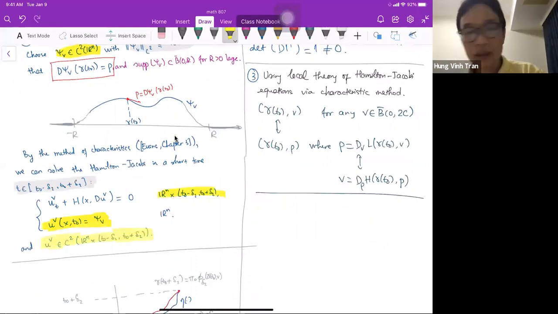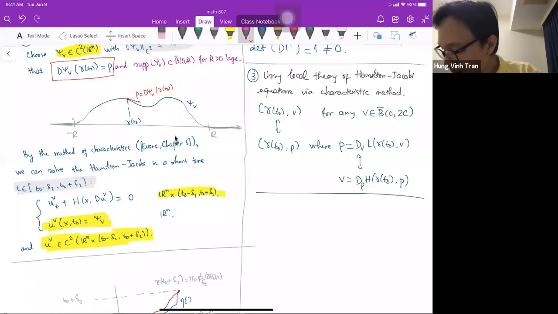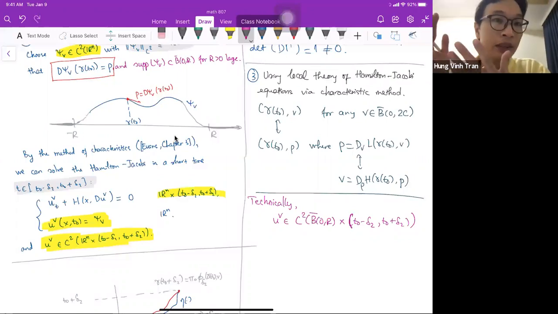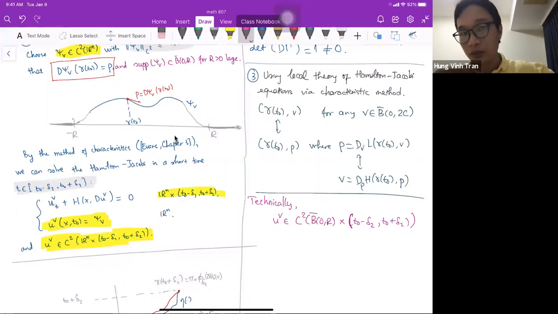Technically it doesn't matter, but I should have said that technically we just need that u_v is in C^2 of B(0,R) crossed with the time interval from t_0 minus delta_2 to t_0 plus delta_2. Everything is a local theory here, because everything is local. So again, you see that this is from a very distant part of what we are doing.